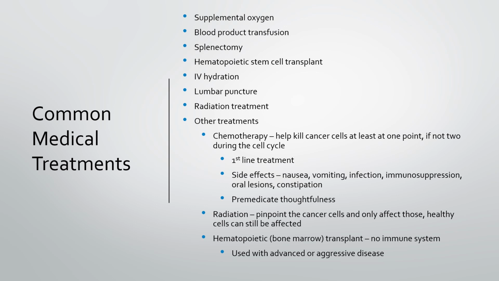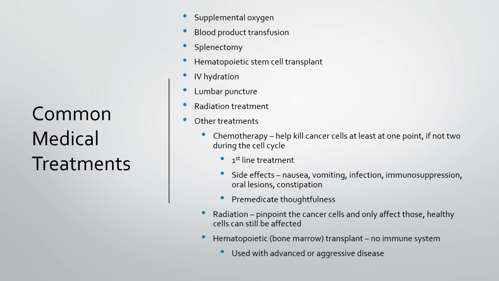Supplemental oxygen: hypoxia is related to sickle cell crisis or severe anemia. Blood product transfusion will be seen with RBC, WBC, and platelet disorders. Splenectomy: the spleen filters out bad blood cells and becomes enlarged, so it may need to be removed. Again, you'll see that in our sickle cell kiddos. Hemopoietic stem cell transplant is an option for treating our hematologic disorders as well as some of our cancers. IV hydration: remember, hydration is huge with sickle cell.